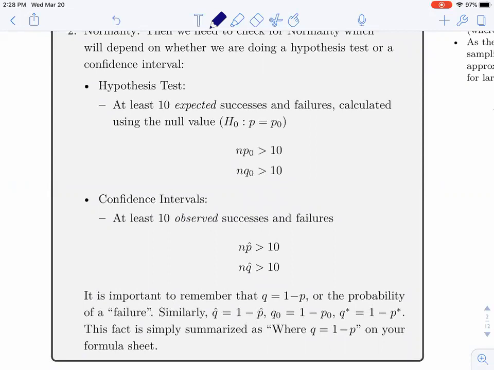And so what you do to calculate the expected number of successes is you take your sample size times your hypothesized proportion and just make sure that it's greater than a count of 10. Same thing for your expected failures. You take your sample size, multiply it by 1 minus P naught, which is your Q naught, and make sure that it's more than 10.